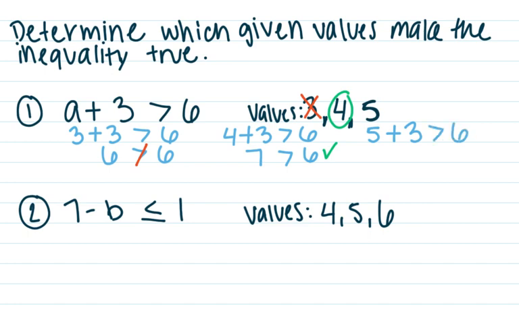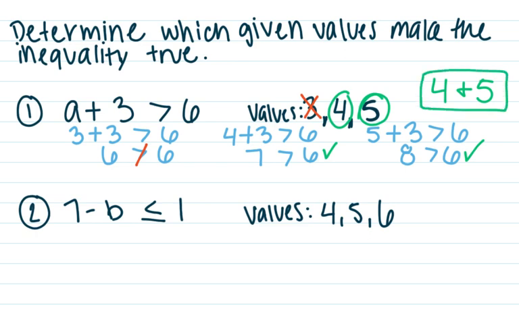5 plus 3, what's 5 plus 3? 8. Is 8 greater than 6? Yes, it is. So in this case, we actually had 2 that worked. 4 can work to make this inequality true, and 5 can also work to make this inequality true. And so for our final answer here, I would write 4 and 5 are the values that make this inequality true. Let's try another one.